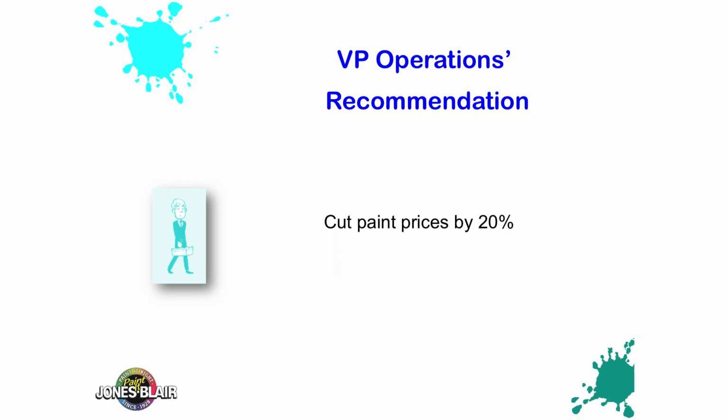Hi there, let's talk about price change. And we're going to go back to the Jones-Blair case and look at the VP of Operations recommendation. Because what did he want to do? He wanted to cut the prices by 20%. So let's go back and do a little additional dive into that formula and see what happens.